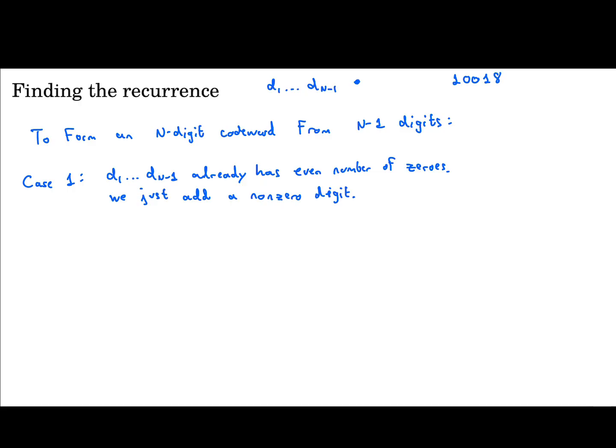So how many ways are there to do that? Well, case 1, how many of these have an even number of zeros? That's just a_{n-1}, because a_{n-1} counts the amount of n minus 1 digit code words that are valid, and so they have an even number of zeros. And for each one of those, we can add an extra digit. So we have 10 digits, but we can't choose 0, so this times 9.